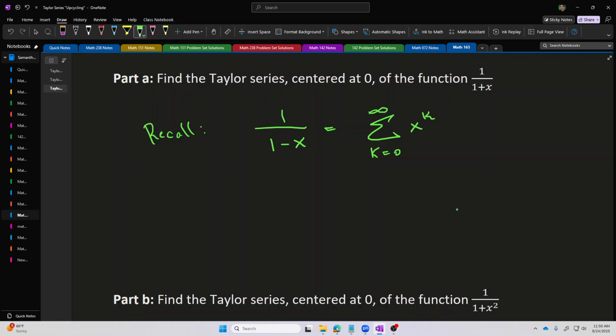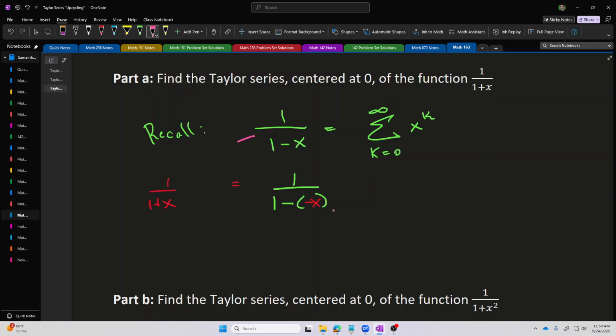Now, my function is very, very similar to that one, except instead of having a subtracted x, it has a positive x. Or, put another way, my function is equivalent to x minus negative x in that denominator. The reason why I've rewritten my function in this format is because now I can more easily identify the action that has turned this original simpler function into my slightly more complicated function.